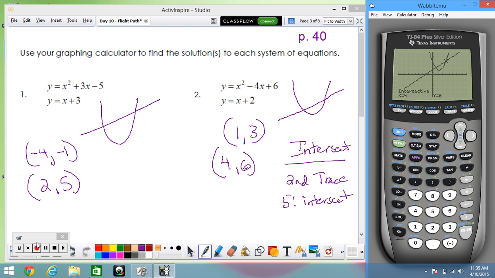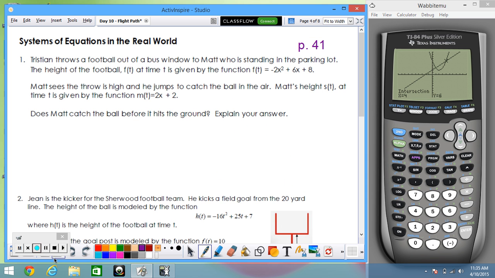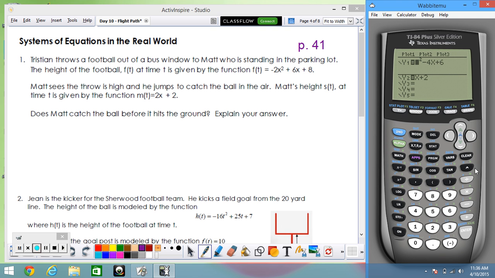Let's go ahead and turn to page 41. All right, so here we go. We've got Tristan throws a football out of a bus window to Matt, who's standing in the parking lot. The height of the football, so this is going to be y1. Let's go to y equals and clear them out. Clear, clear. All right, let's type in -2x squared plus 6x plus 8.